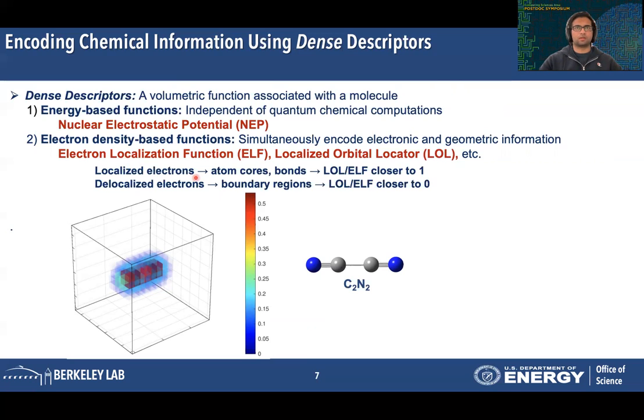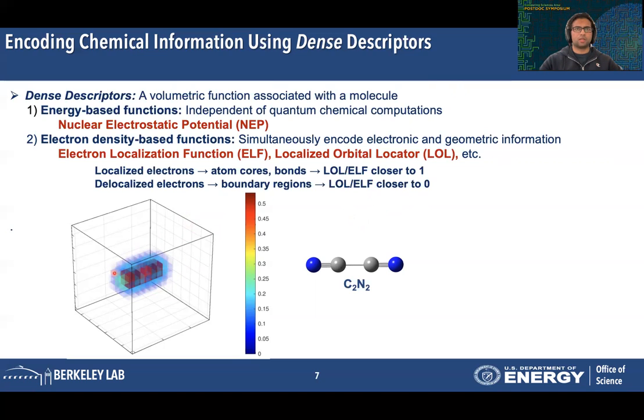Both localized orbital locator and electron localization function work on the same principle. As the name suggests, electron localization functions quantify electron localization or distribution in a molecule. So physically speaking, the localization function values are closer to 1 in regions where the electrons are highly localized, such as atom cores and bonding regions. On the other hand, the associated localization function values are closer to 0 for electron delocalized regions. Such regions are usually found near the periphery of a molecule.